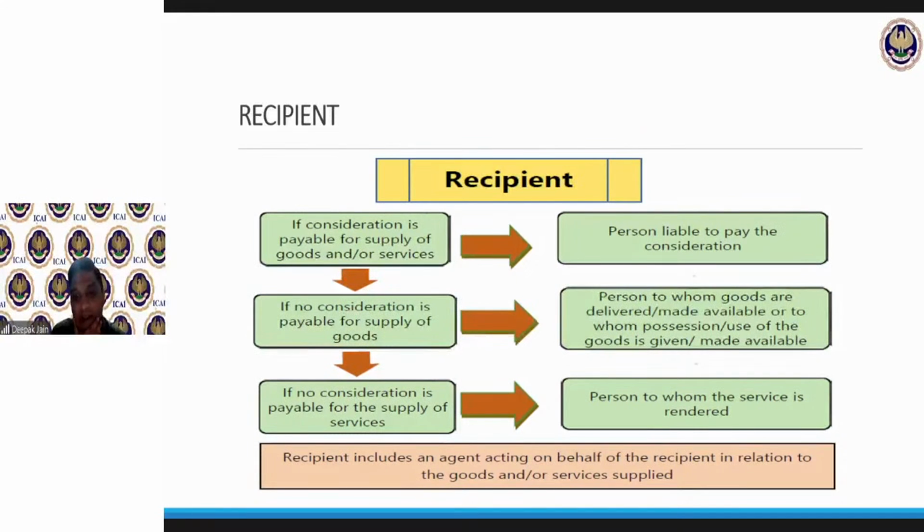In composite supply, if the ancillary service or goods is exempt, then the service or goods is taxable in composite supply. In case of a composite supply, if the ancillary service or goods is exempt, then the main supply, not the ancillary supply, the main service or supply, will be taxable, and the composite also becomes taxable because the main component is taxable. All gets converted to taxable because it becomes a composite supply.